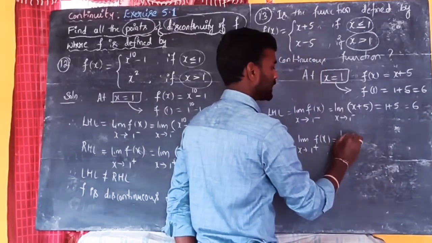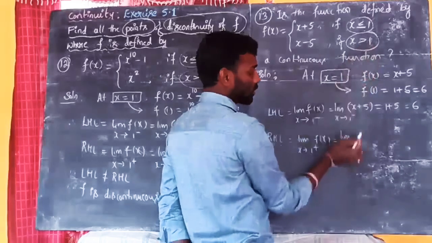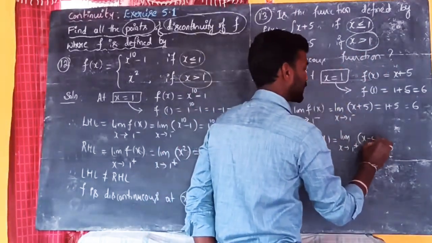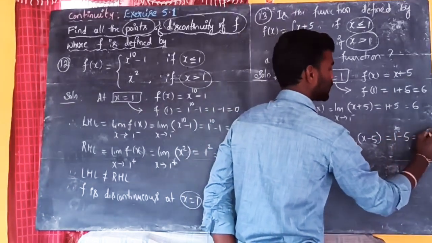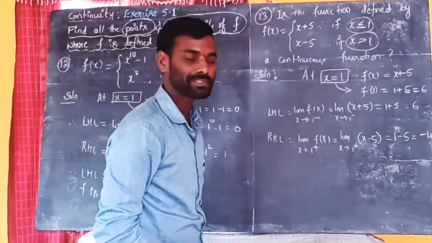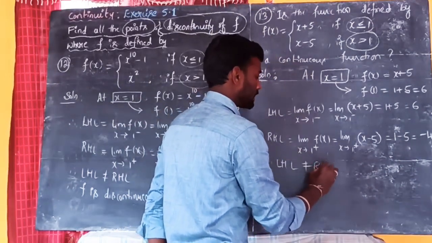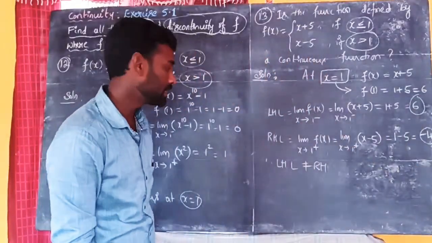Next, limit as x tends to 1 plus, the function which is greater than 1, is equal to x minus 5. If you substitute limit as 1, this is 1 minus 5, that is equal to minus 4. Therefore, LHL is not equal to RHL, guys. LHL is 6, RHL is minus 4. LHL is not equal to RHL.